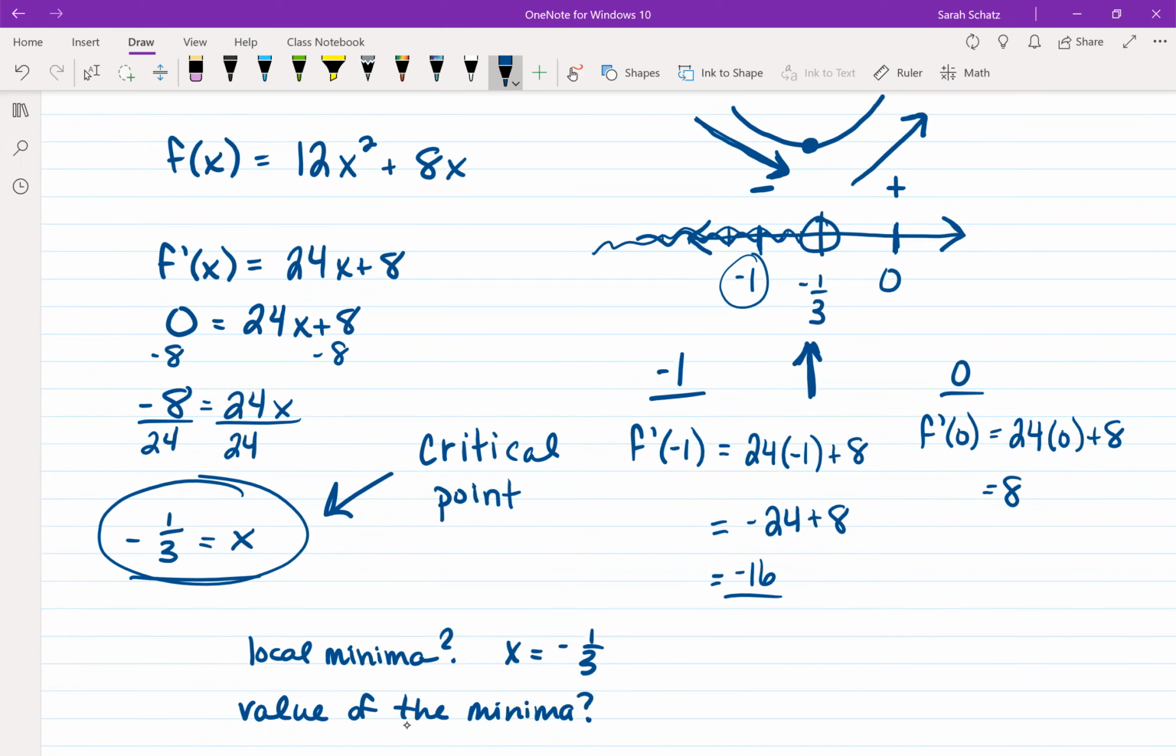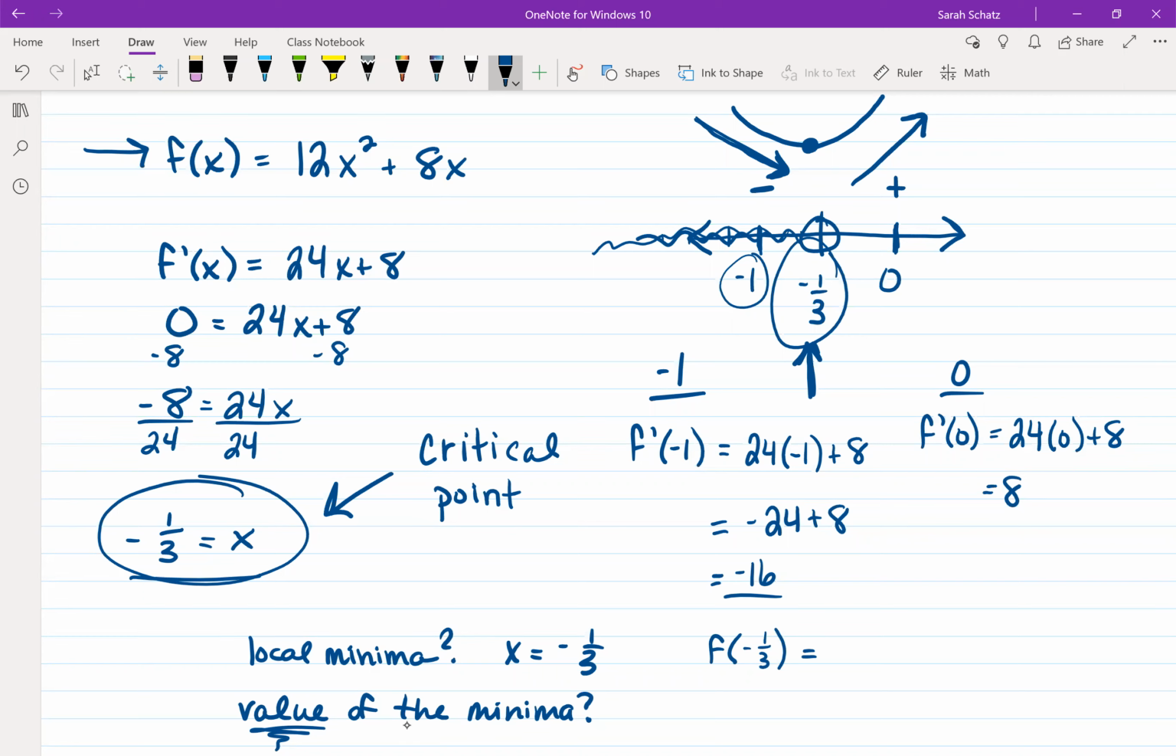So they might ask, what's the value of the minima? Or they might say, what's that minimum value? Well, if it says value, that's a hint to find the y value at -1/3. Now, if -1/3 is your x and you want to find the y, remember to just find a y value on the function, you put it into the top. I'm not testing anything here. I'm just finding a value.